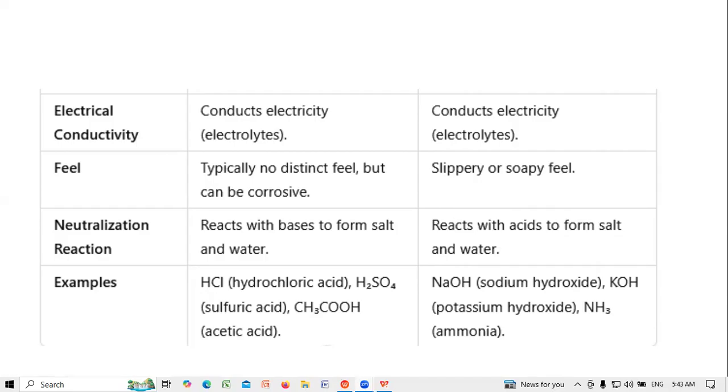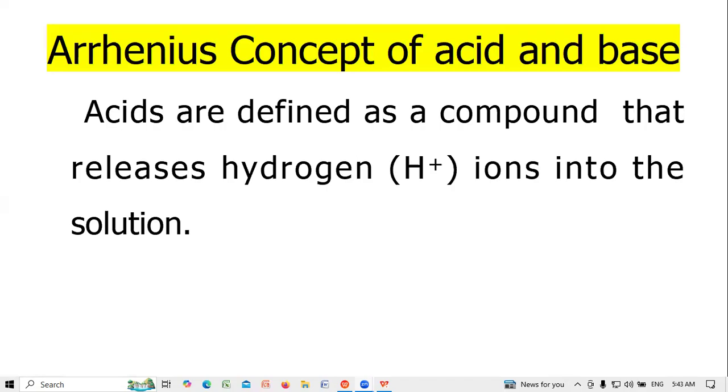Ammonium hydroxide, potassium hydroxide, and sodium hydroxide are examples of bases. Ammonium hydroxide is a weak base, and sodium hydroxide and potassium hydroxide are strong bases. Arrhenius concept of acid and base.